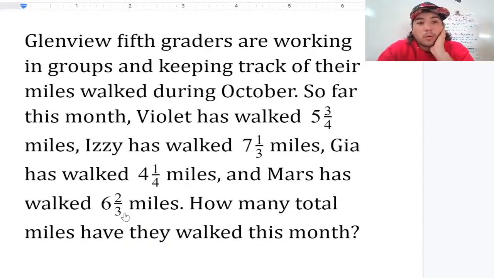Glenview fifth graders are working in groups and keeping track of their miles walked during October. So far this month, Violet has walked 5 3/4 miles. Izzy has walked 7 1/3 miles. Gia has walked 4 1/4 miles. And Mars has walked 6 2/3 miles. How many total miles have they walked this month? So, what's our unknown? What's our question? How many total miles? When we hear that word total or in all, that's our clue that, simply put, we're going to add them all together.